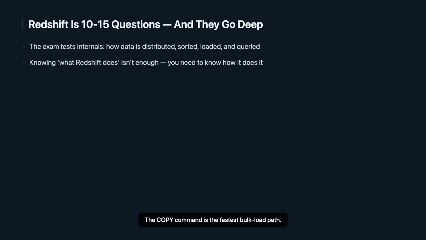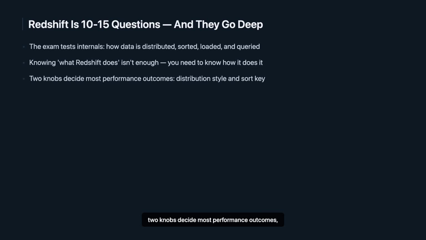The COPY command is the fastest bulk load path. Spectrum extends queries directly into S3. Serverless removes cluster management entirely. And data sharing lets multiple teams query the same data without copying it. But everything else sits on top of one foundation. 2 knobs decide most performance outcomes, and those 2 knobs are distribution style and sort key. Get those right, and the rest of the service falls into place.